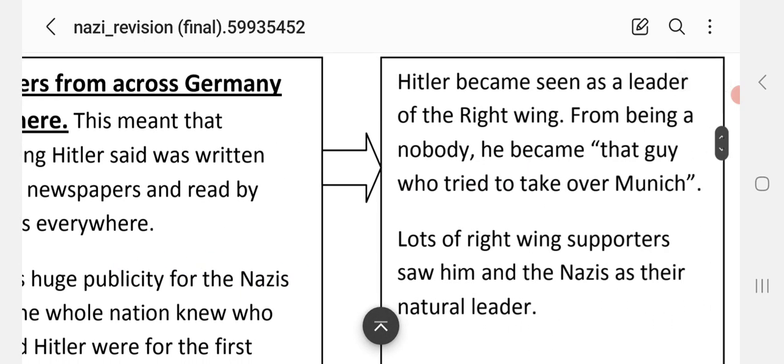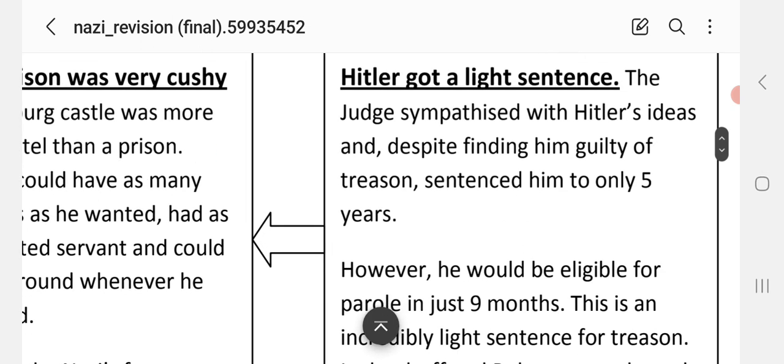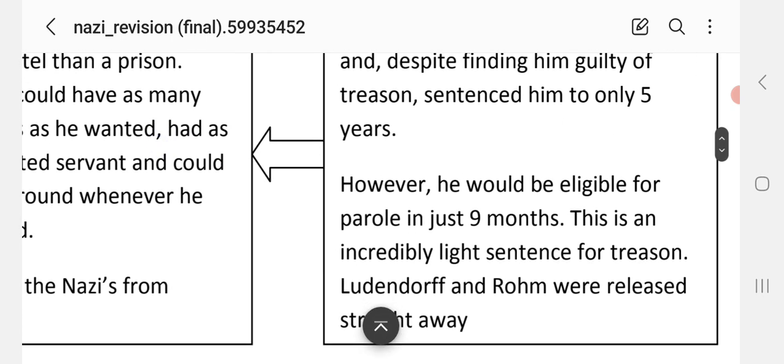Hitler became seen as a leader of the right wing. From being a nobody, he became that guy who tried to take over Munich. Lots of right-wing supporters saw him and the Nazis as their natural leader, as they were looking for a strong new government. Hitler got a light sentence. The judge sympathised with Hitler's ideas, and despite finding him guilty of treason, sentenced him to only 5 years. However, he would be eligible for parole in just 9 months. This is an incredibly light sentence for treason.